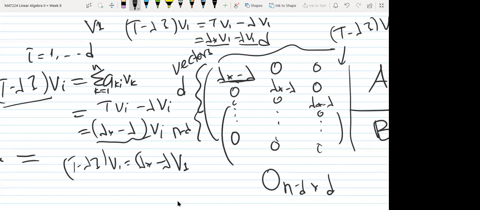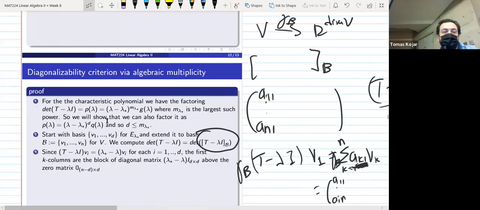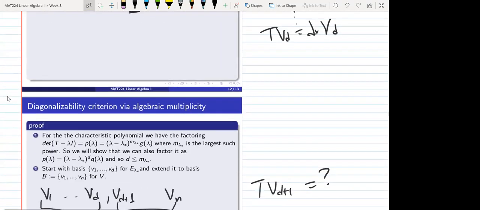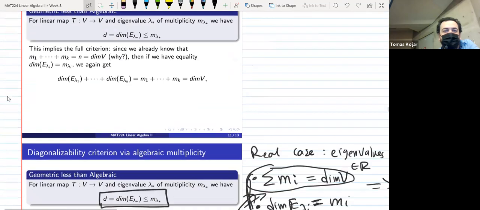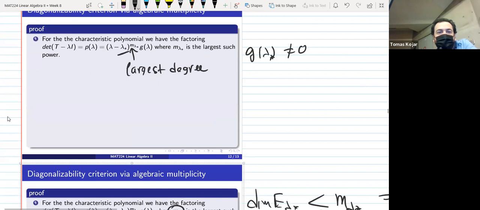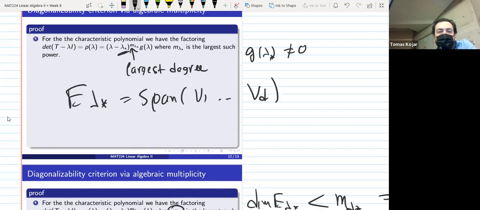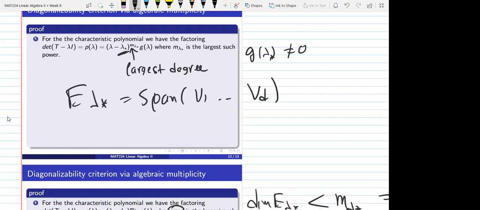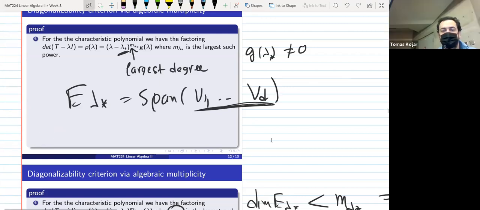Is that okay? Because lambda star is an eigenvalue. So you start with the fixed eigenvalue. I could have called it lambda 0, I don't know, I couldn't think of a good name. So we start with the fixed eigenvalue. We study E lambda star, and this is the span of V1 to VD. So it's one eigenspace that is spanned by multiple vectors. Okay?